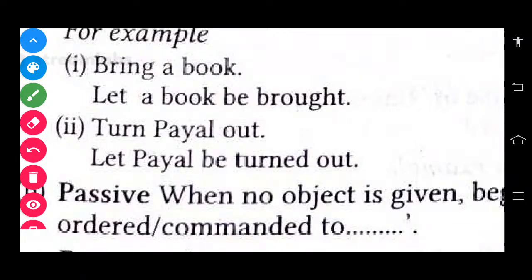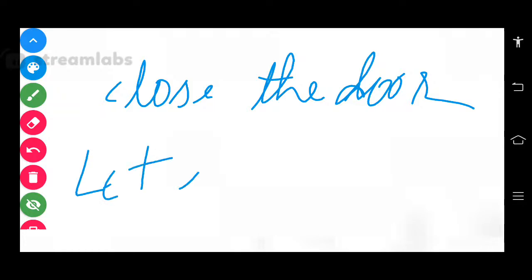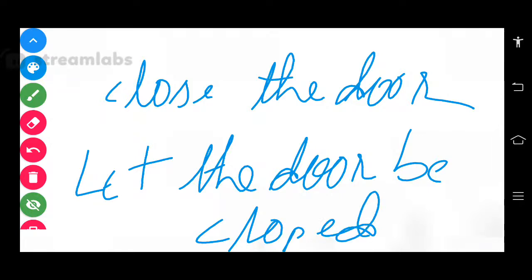I think you have an idea, because in all these cases the imperative sentence is used in a command or order manner. Suppose I say, close the door. It is like an order, so it is answered like this: Let the door be closed.